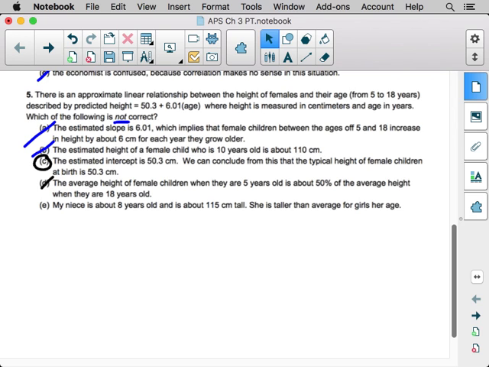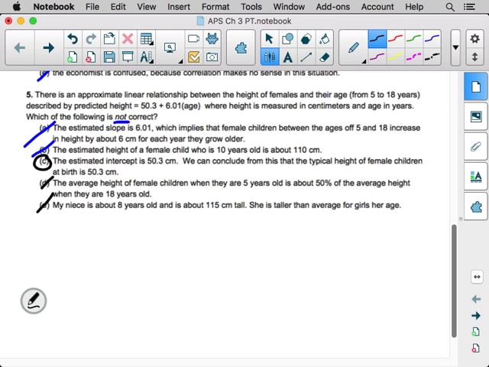If I plug in 8 to the formula, it says an 8-year-old should be about 98.38 centimeters tall. So is she taller than what the line is saying average should be? Is she taller than that? Yes. Okay. So again, now I would expect probably what would have happened.